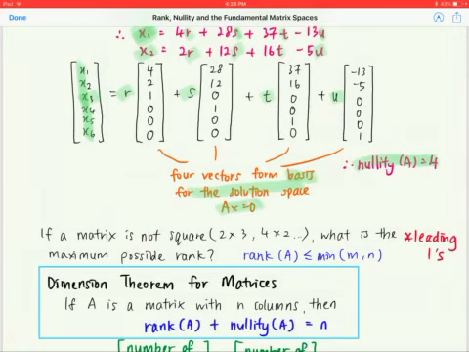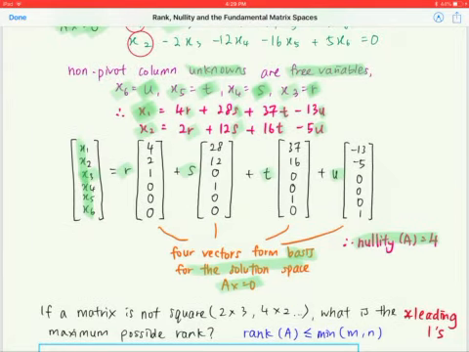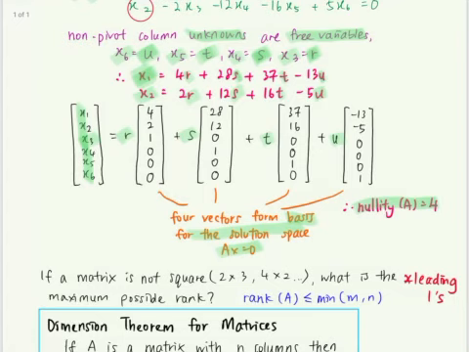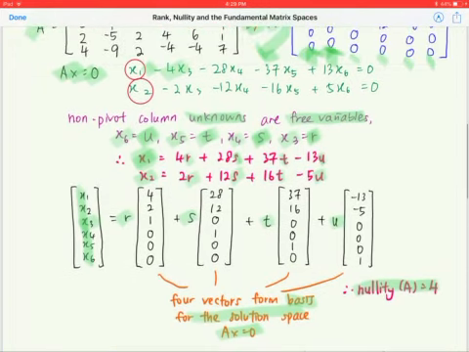And the nullity of A is the dimension of the null space, also known as the number of bases for the null space of these solutions. So we have 4 bases here, so the nullity is 4. And how about the rank?